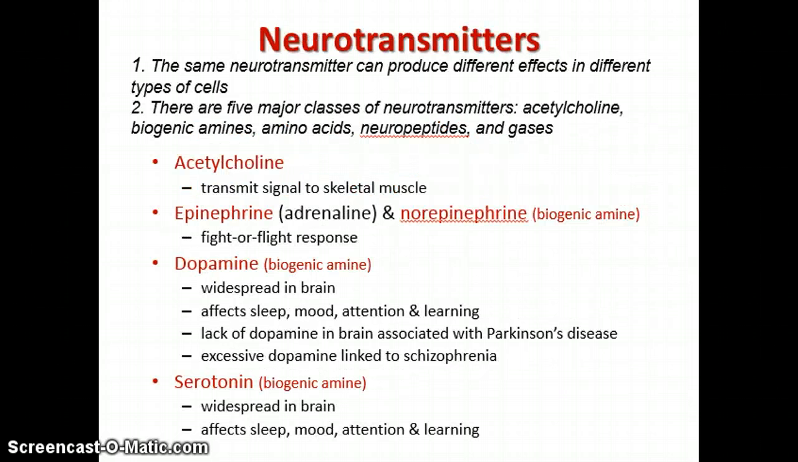So the same neurotransmitter can produce different effects in different types of cells. There are 5 major classes of neurotransmitters. We have acetylcholine, biogenic amines, amino acids, neuropeptides, and gases. So be familiar with some of these examples here: acetylcholine, epinephrine, dopamine, and serotonin, and what type they are. Acetylcholine obviously is in the acetylcholine group. Epinephrine is an adrenaline, or biogenic amine. Dopamine is also a biogenic amine, and serotonin is as well.